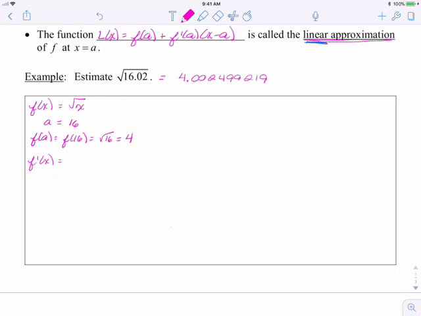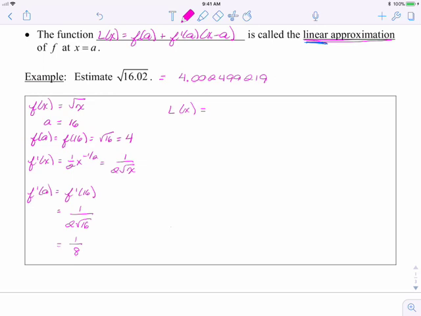Okay. Now for the slope, we need f prime of x. So using the power rule, 1/2 x to the negative 1/2, which with a positive exponent is 1/2 square root of x. So f prime of a would of course be f prime of 16, which would be 1/2 square root of 16. Square root of 16 is 4, and 4 times 2 is 8, so the slope of the line is 1/8.